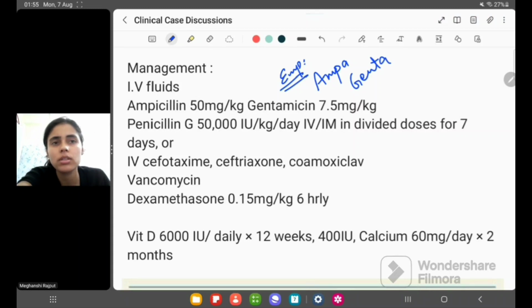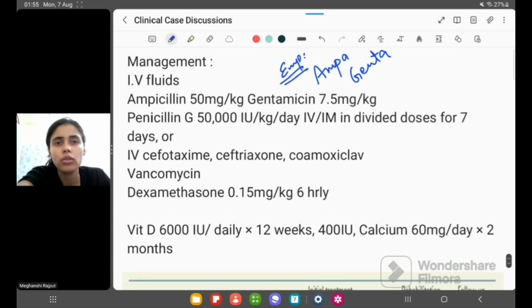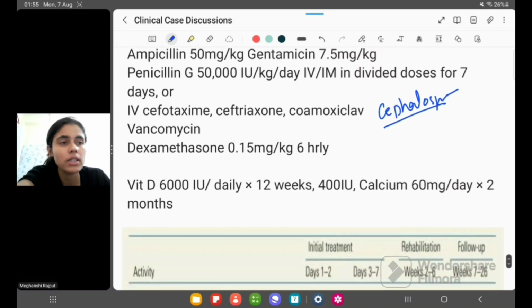This empirical regimen can be started, and later on we can change according to the blood culture, because the usual report takes around 7 days to come. Then there are cephalosporins which can be started, and vancomycin if there is a staph infection not resolved. Dexa cover can be given, and for vitamin deficiencies we know vitamin D as well as calcium doses are given to the child.